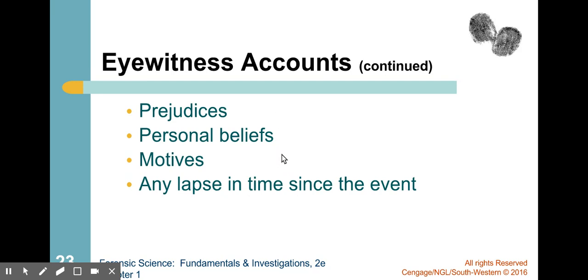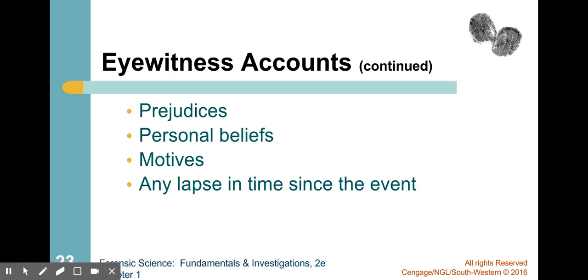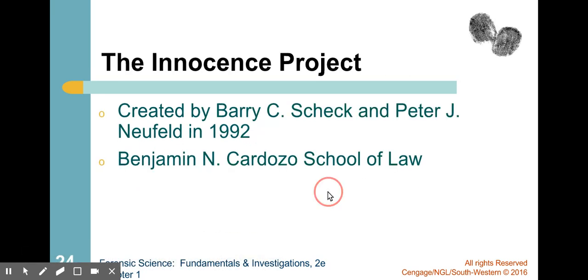It's also important to question an eyewitness immediately after the crime scene, because even a delay of 5 or 10 minutes can really alter their testimony. This is an interesting thing called the Innocence Project.